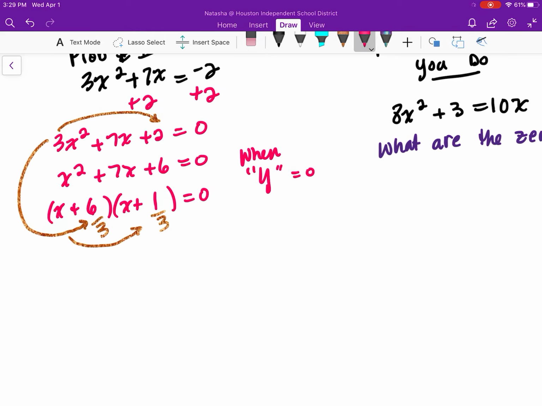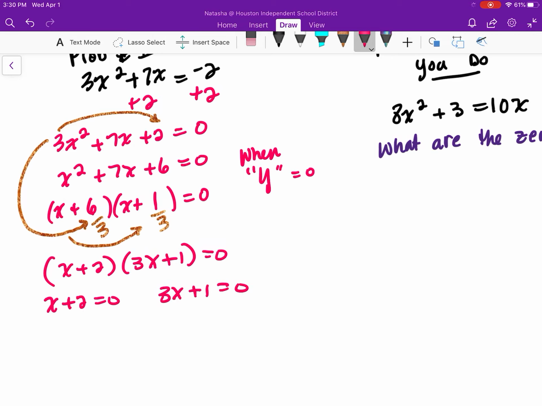Let me fix that so it's not gold. All right, I like the gold too, but it becomes x plus 2 times 3x plus 1, and that's equal to 0. Now I'm going to set each of these equal to 0 and solve for x. That's going to give me x is equal to negative 1/3, and x is equal to negative 2. Negative 2 is smaller than negative 1/3, so that's going to be x is equal to negative 2 and negative 1/3.